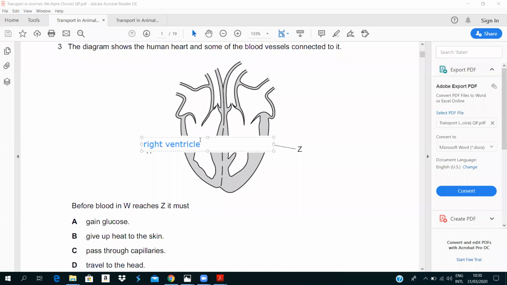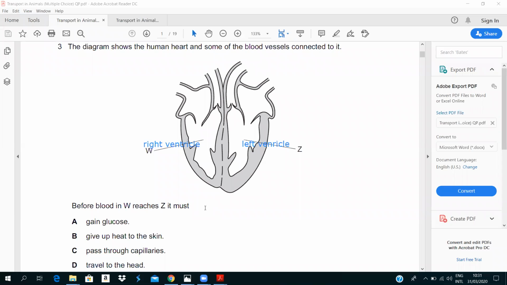Right ventricle here, okay, Hur? So before blood in the right ventricle reaches Z, what is Z? Left ventricle. You are excellent. Now, what happens here? Can you read all of them? A, it gains glucose. B, give up heat to the skin. C, pass through the capillaries. D, travel to the head.